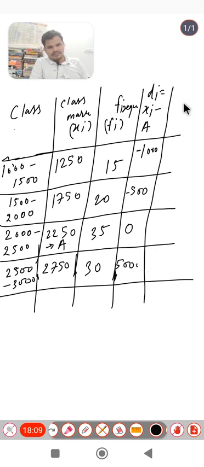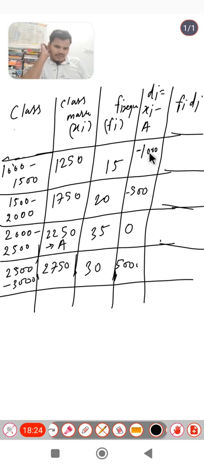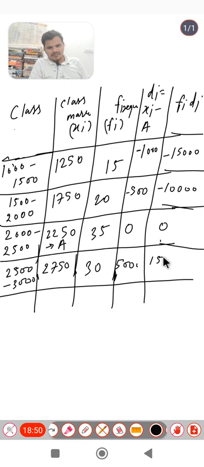Now one more column is there, that is fi into di. Here is the fi and the di: 15 into minus 1000 is minus 15,000. Then 20 into minus 500: 5 2s are 10, with minus sign, so minus 10,000, with 3 zeros. Now 35 into 0 is 0, and 500 into 30 is 5 3s are 15, and 3 zeros, that is 15,000.